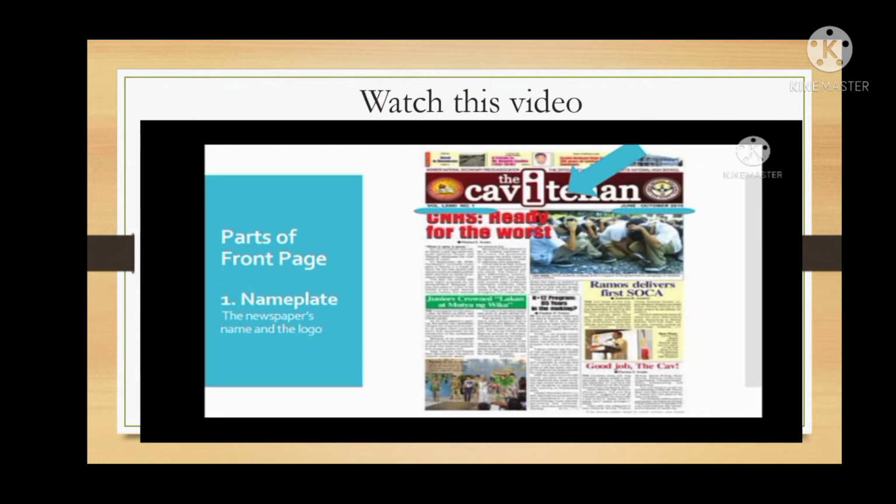So, what are the parts of the front page? The first one is the nameplate. Nameplate is the name of a newspaper. It also has the logo, and you will also notice that the nameplate bears the date when the articles is published, and it also bears the volume and the number of the particular release.